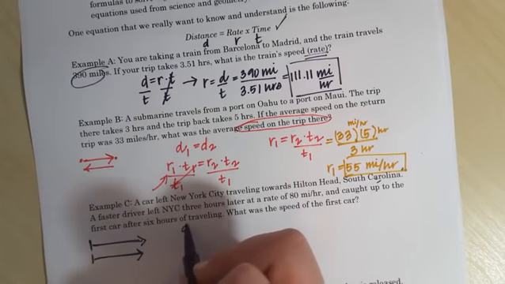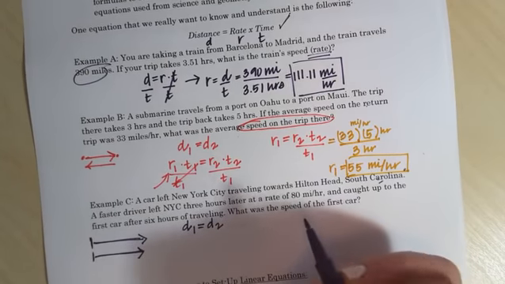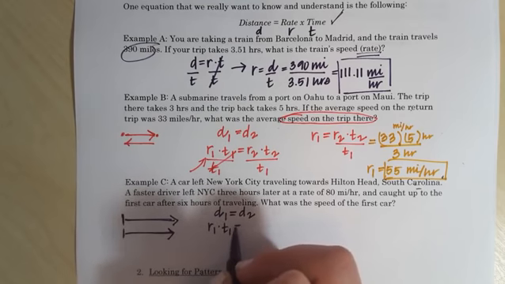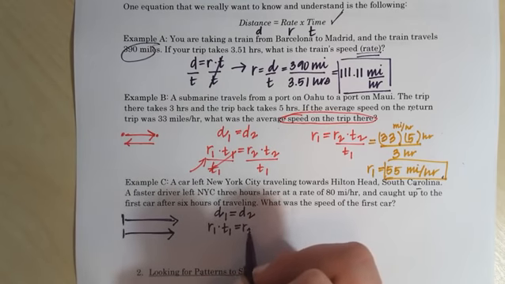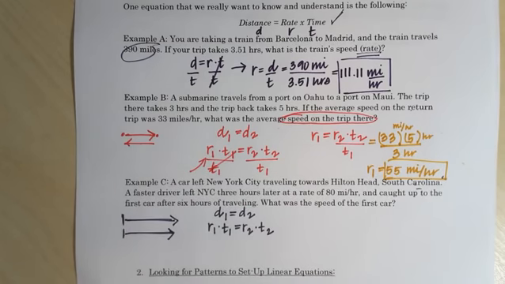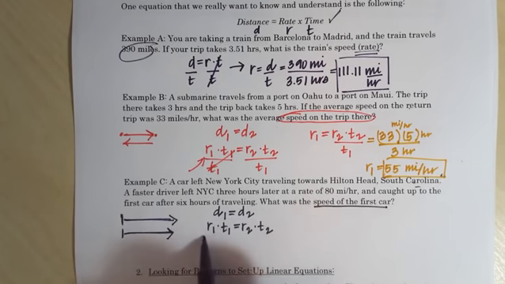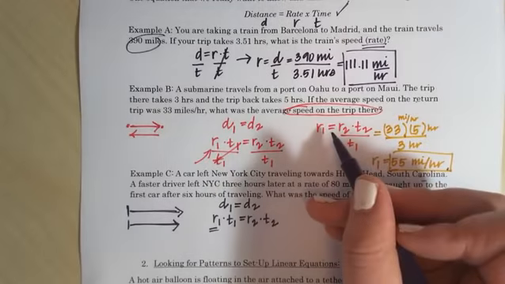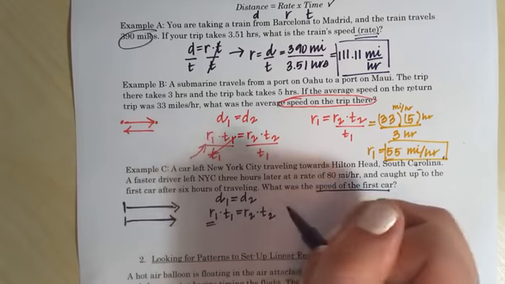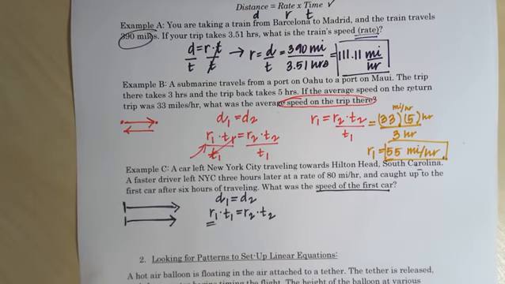So I can again say the distance of the first car is equal to the distance of the second car, which means that the rate of the first car times the time the first car has been traveling is equal to the rate of the second car times the time the second car has been traveling. Now, once again, I'm solving for the speed of the first car, which is still R1, just like it was up here. So, in this case, I'm going to go ahead and keep these separate from here because I want you to see what we're specifically going to plug in.